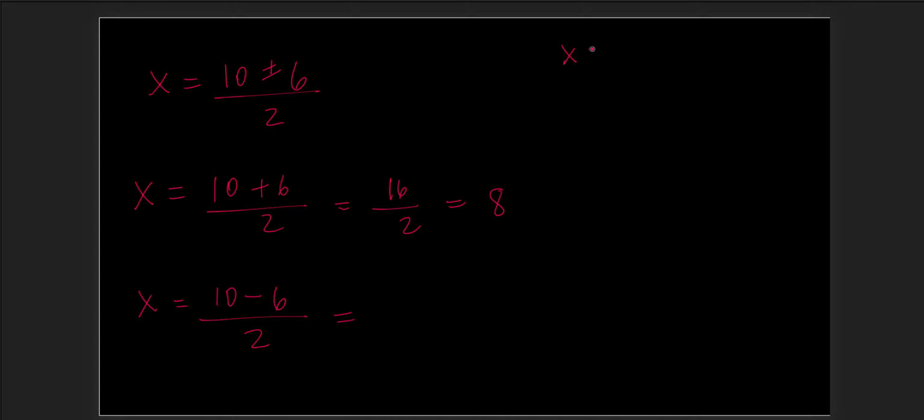So one of my solutions is 8. You can write that wherever or identify that in multiple choice. 10 minus 6 is 4, over 2, and so 2 is your other solution. So you probably could have factored this because they came out as whole numbers. So you just simplify it as much as you can, but you should have multiple choice to be able to identify the answer. And that's how to use the quadratic formula.